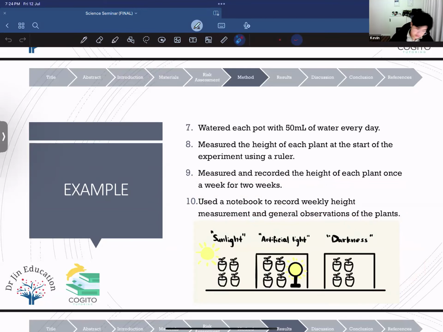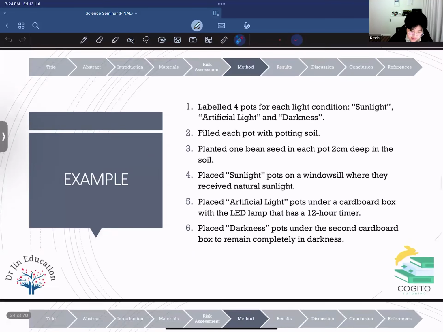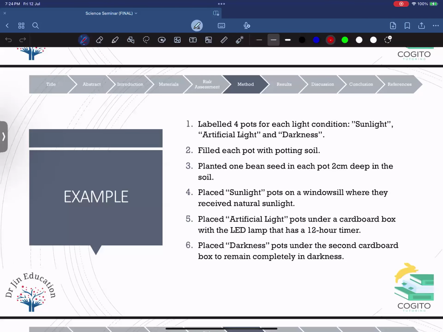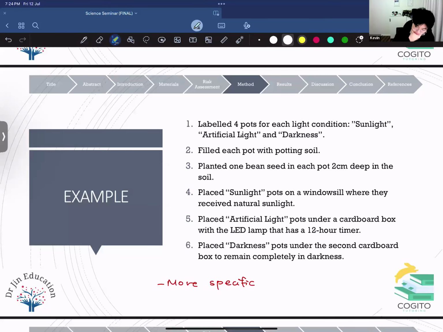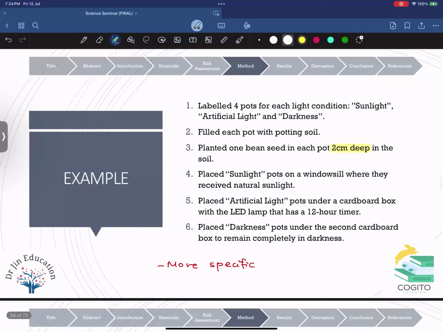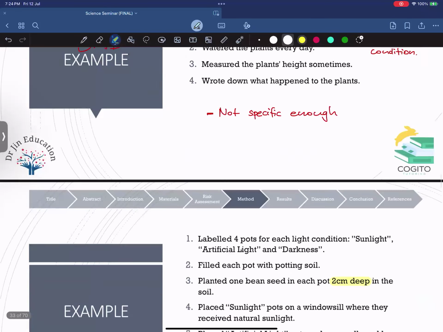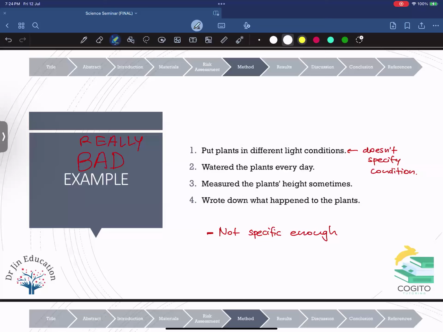Grace, you want to tell me why this one's a bit better than the last one? It's a bit more specific. Yes. Well, no, it's way more specific. It's like 2 centimeters deep in the soil. Good. It's just really specific, whereas in the first example, you can't really get any information from it. It's just 4 tiny steps, right? It's quite vague.